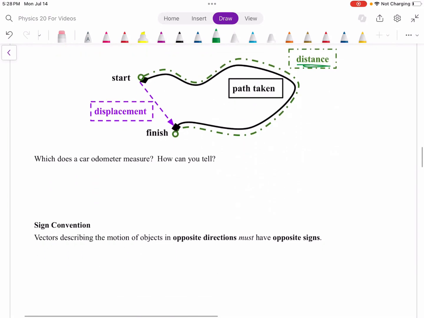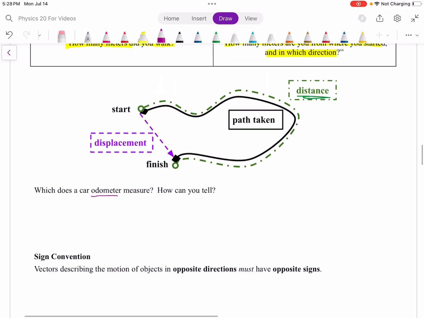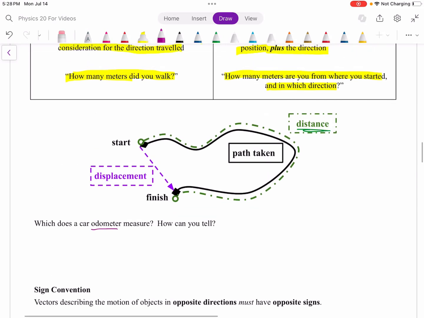Okay, question for you that I maybe want you to pause and think about. What does a car odometer measure, and how can you tell? If you're not sure what an odometer is, that's the little thing behind the steering wheel that shows how many kilometers have been put on your car. How far you've driven it in the car's life, I guess. So which does it measure, distance or displacement, and how can you tell?